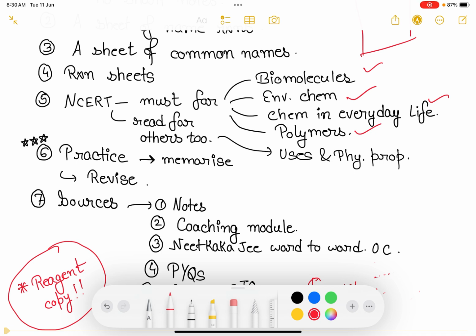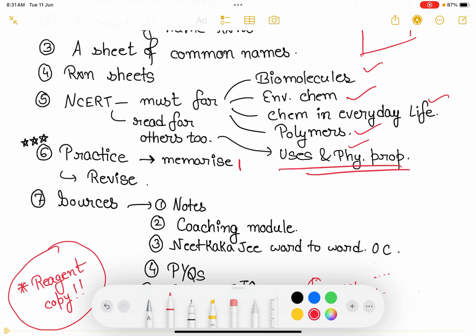Talking about the rest of the chapters, what you have to do is read uses and physical properties. These will be important. The physical properties and uses might not be covered in the class notes. These will be available after each and every chapter at the back of the NCERT before the exercise. So from there you have to cover uses and physical properties. Add it to the notes, because questions will definitely come from this.